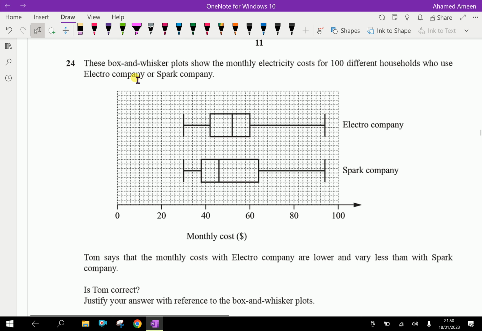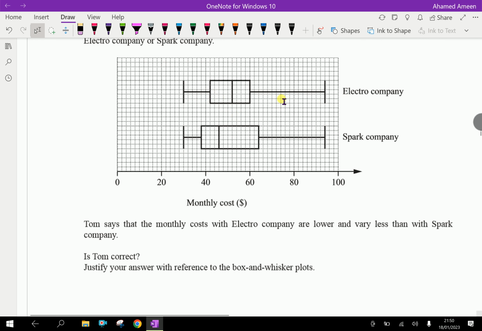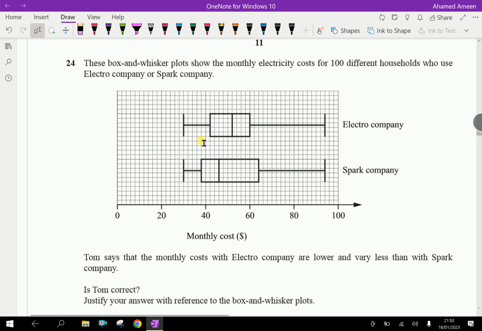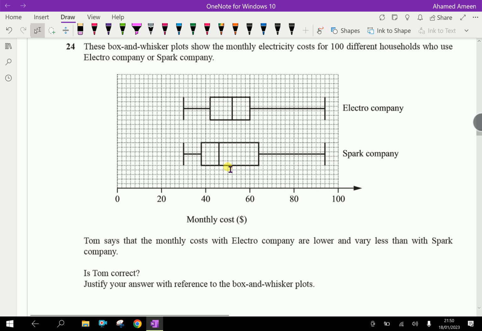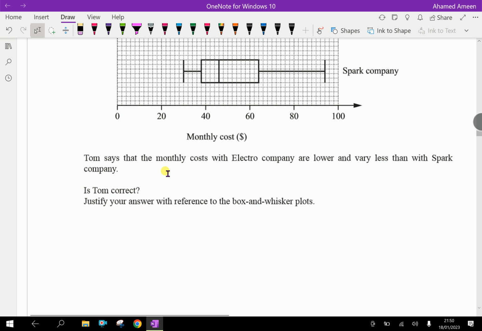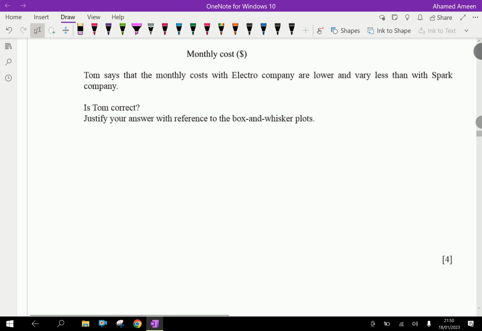Here is the plot. A box and whisker plot shows the monthly electricity cost for 100 different households who use Electro company or Spark company. Here is the box and whisker plot for Electro company, and here for the second company, Spark company. Tom says the monthly costs with Electro company are lower and vary less than with Spark company. Is Tom correct?